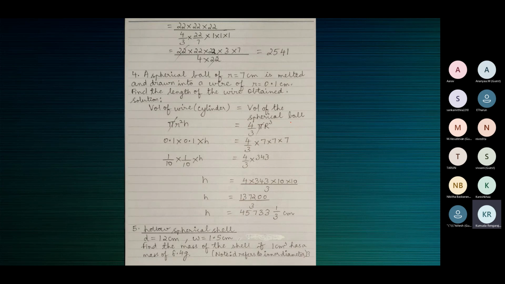So when one solid is converted to another, talking about the fourth one, their volumes will be the same, assuming that there's no wastage. Supposing you have a spherical ball made of iron.